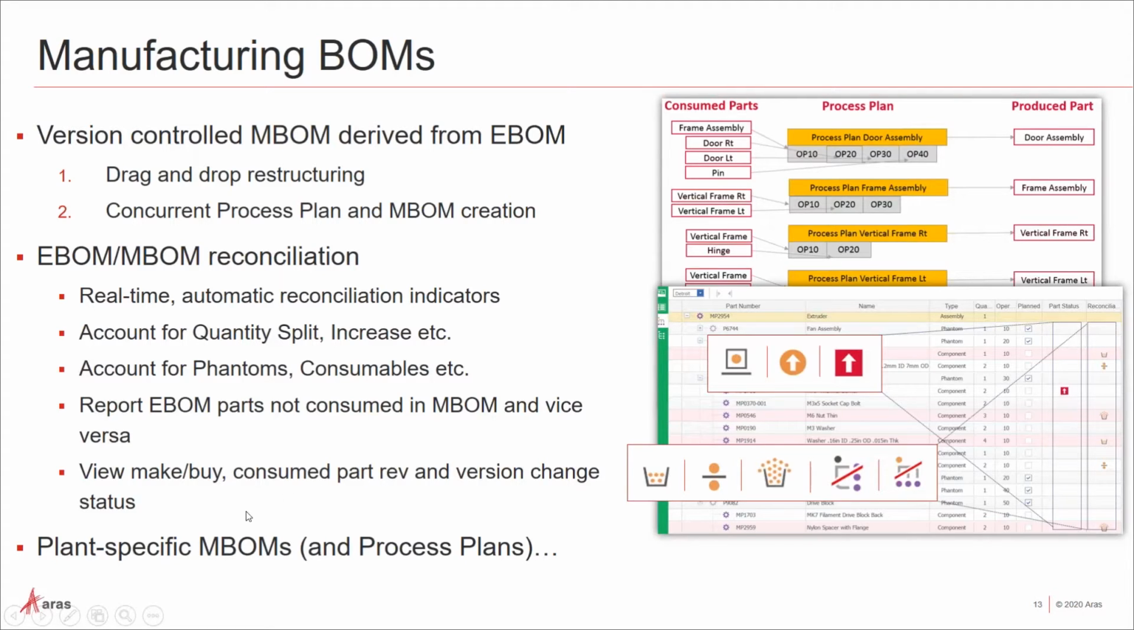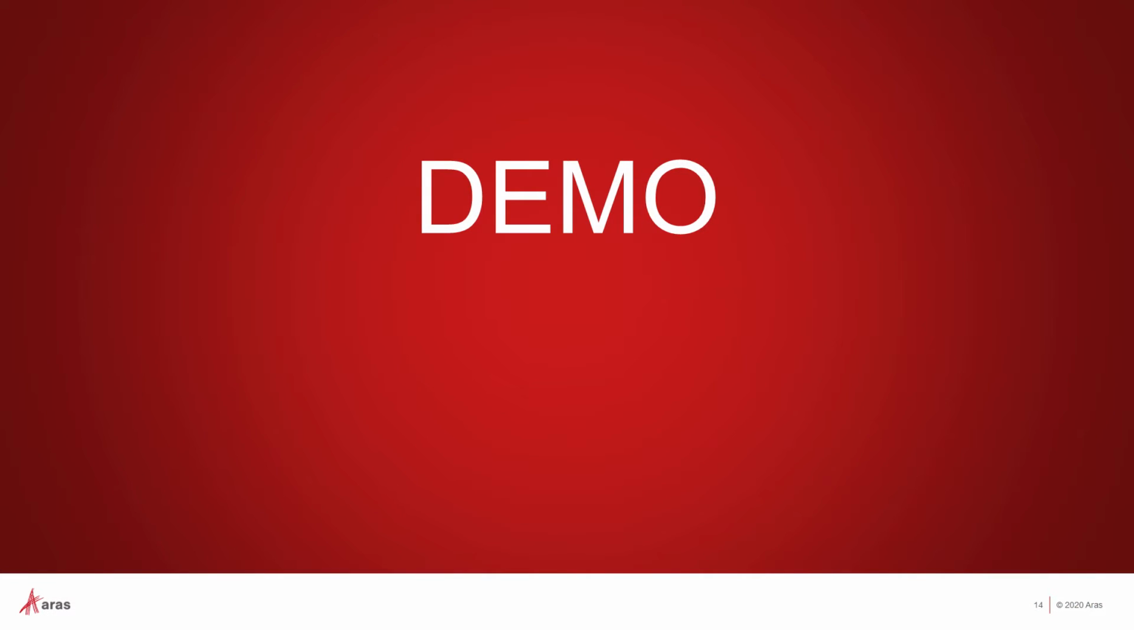Lastly, we also allow creation of plant-specific or location-specific bills of materials and process plans. So if you manufacture something in one plant and it's a different set of steps or maybe even materials than in another plant, you can use the same top-level bill of materials and process plan and then split them out into sub-process plans, which are different.